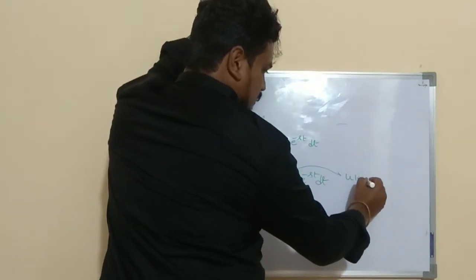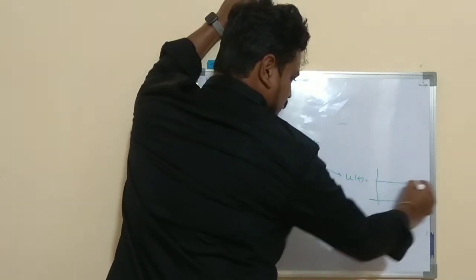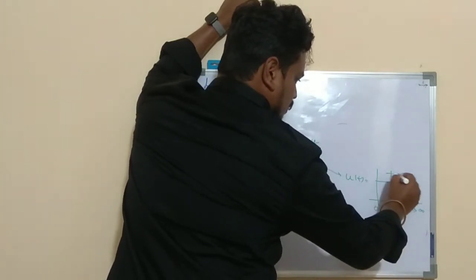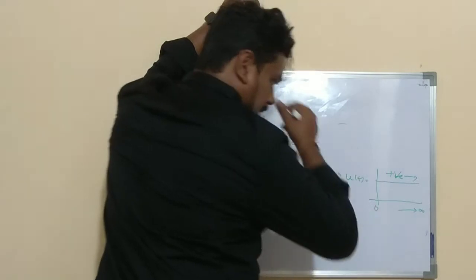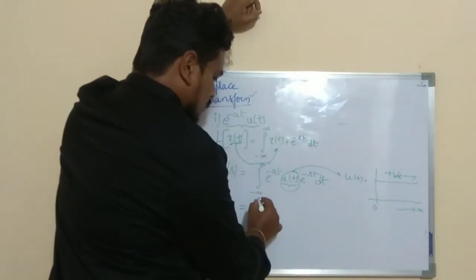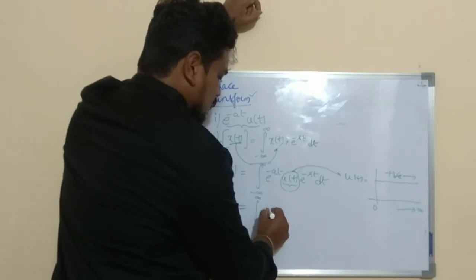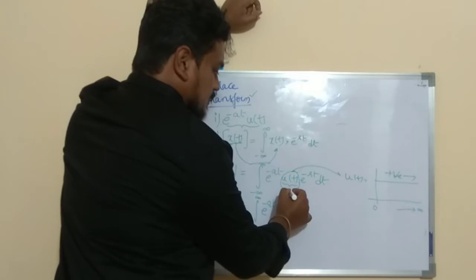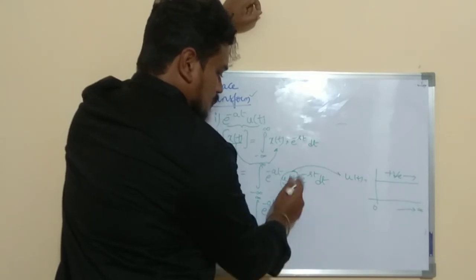I am writing here, see, u of t, what is the graph of u of t? It is running from 0 to infinity in the positive side only. Okay, in the positive side it is running. So it is running from where to where? 0 to infinity. Now you have to rewrite the limits as 0 to infinity e power minus at. Since you have written the limits, this is over. Now you can omit this.